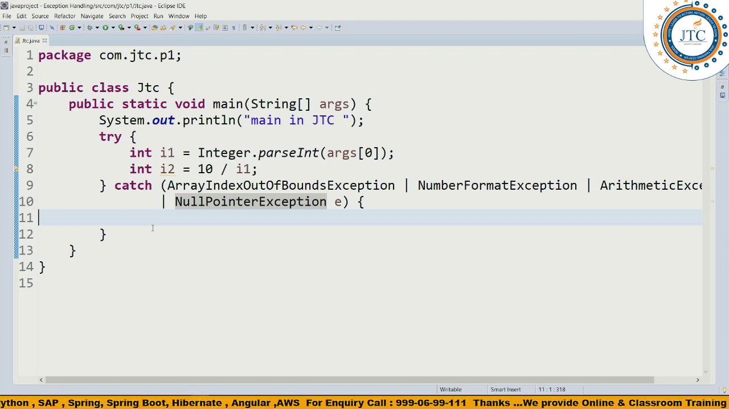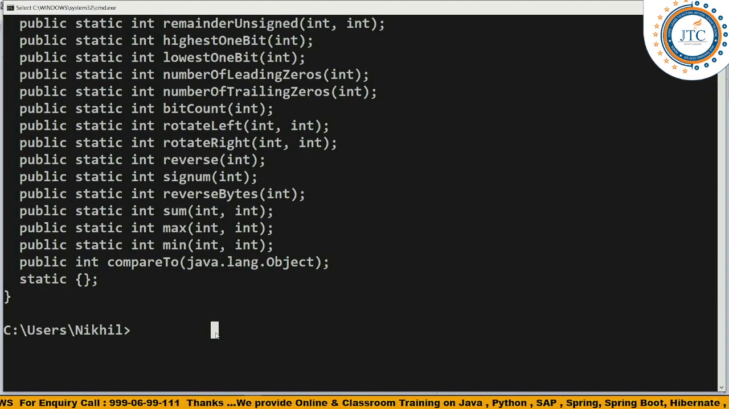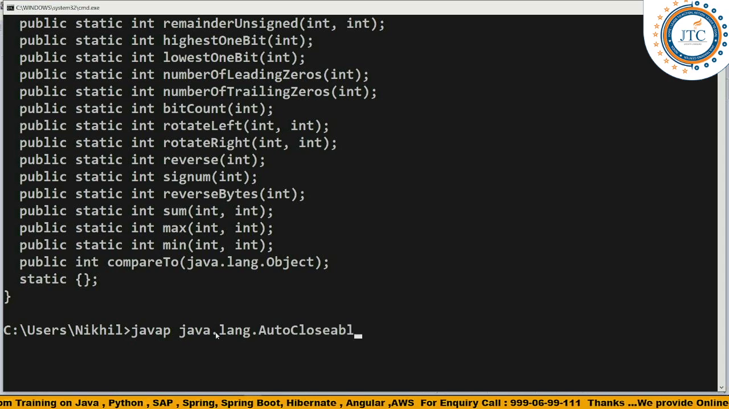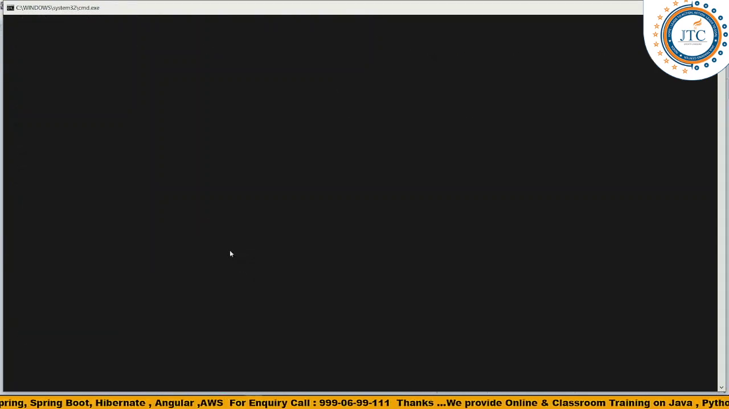So let's look into this. What is the AutoCloseable interface? Here we will write java.lang.AutoCloseable interface. We are writing this here.